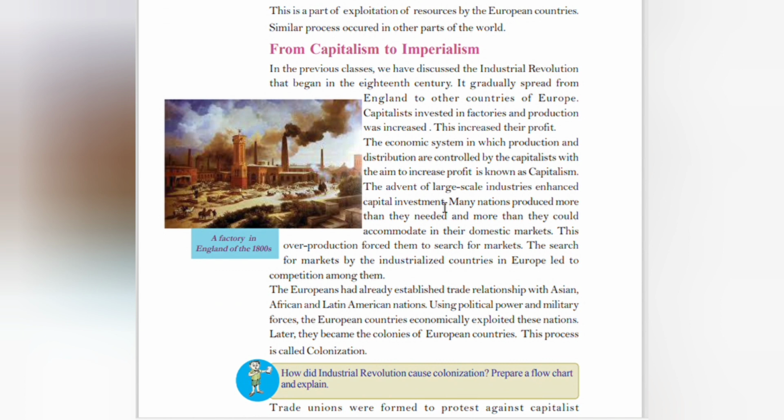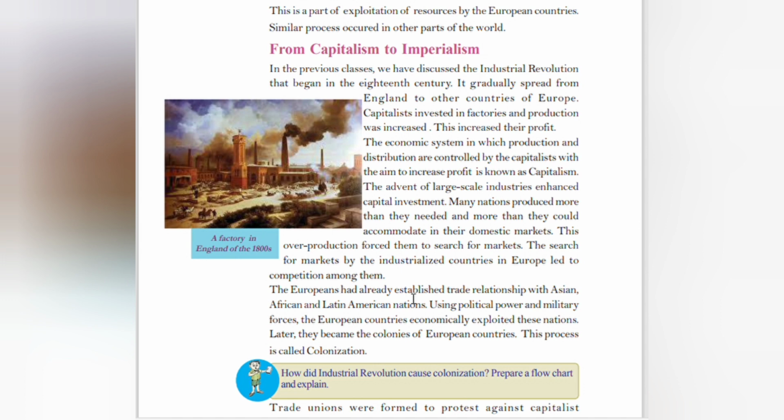The advent of large-scale industries enhanced capital investment. Many nations produced more than they needed and more than they could accommodate in their domestic markets. This overproduction forced them to search for markets. The search for markets by the industrialized countries in Europe led to competition among them.